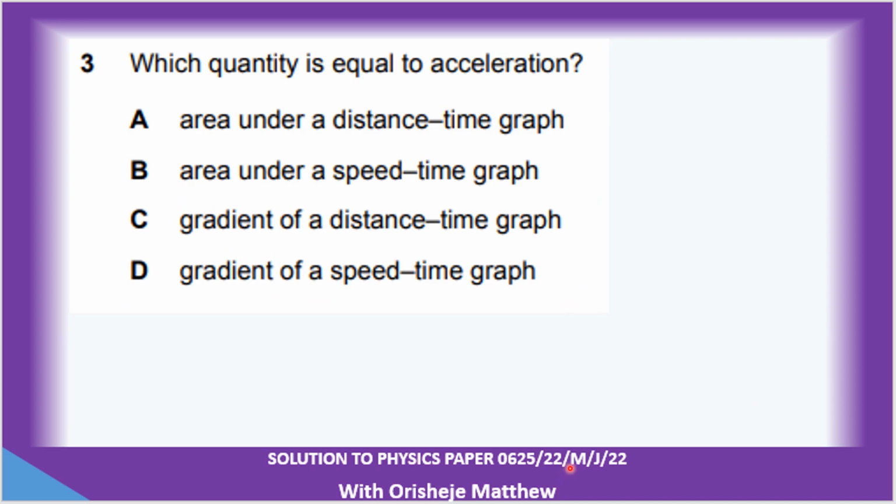Question 3. Which quantity is equal to acceleration? Distance time graph will give you speed. Speed time graph: area under speed time graph will give you distance. Gradient of distance time graph will give you speed. Then the gradient of speed time graph will give you acceleration. So D.